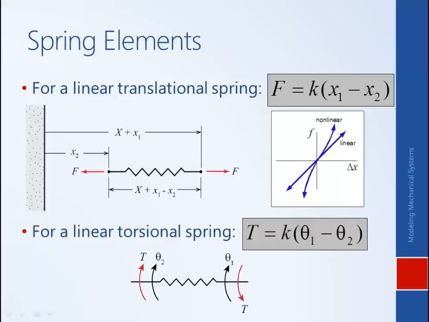Torsional springs we can model in the same manner, where the torque being generated in this case is proportional to the angular deformation of the spring. So you can imagine this spring as being twisted, where the two ends of the spring are moving with different amounts of displacement, and the torque generated is going to be proportional to the difference in the displacement of the two ends.